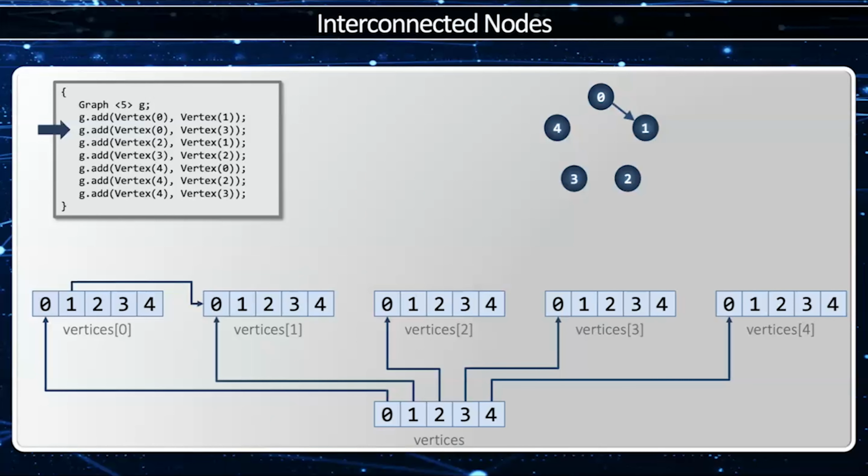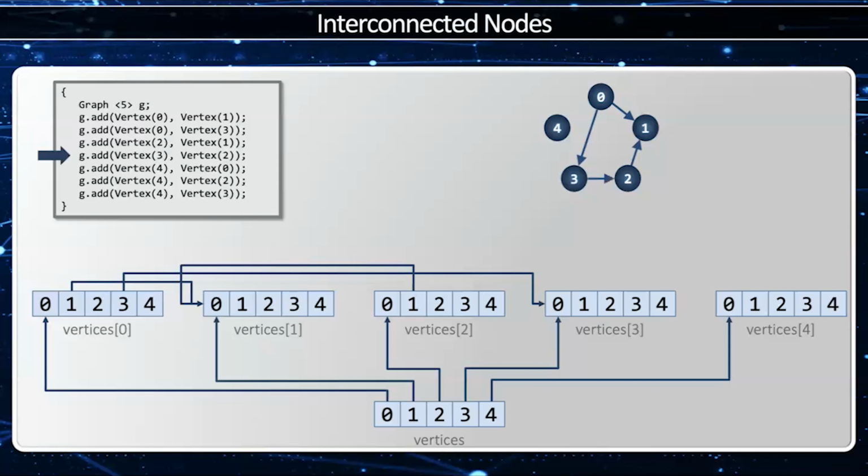I'm going to add an edge between vertex 0 and vertex 3. So my source is 0, my sink is 3. So now I'm going to go to vertices of 0, slot 3, which is currently a null pointer, and now it's going to point to vertices of 3. I'm going to have source 2, sink 1, and vertices of 2, slot 1 is now going to point to vertices of 1. Source 3, sink 2. So vertices of 3, slot 2, currently a null pointer, will now point to 2.